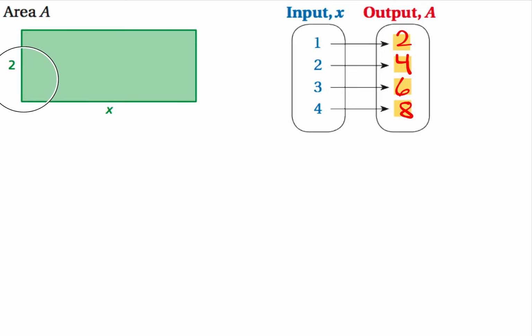In general here, when I input the x, the output is the area. It ends up being 2 times bigger than x, whatever x was. Nice little relationship there. Now let's look at the same rectangle.